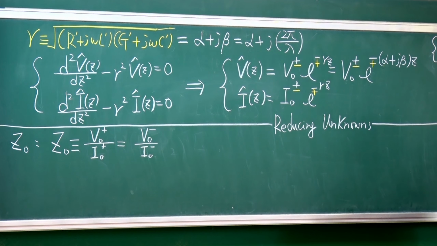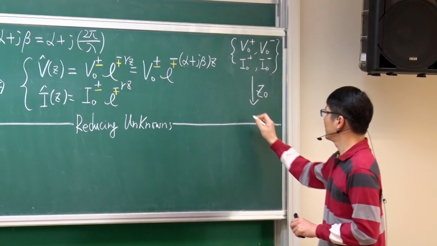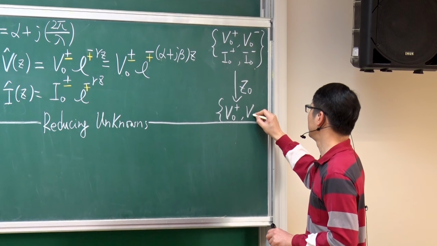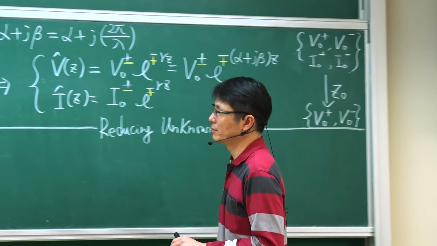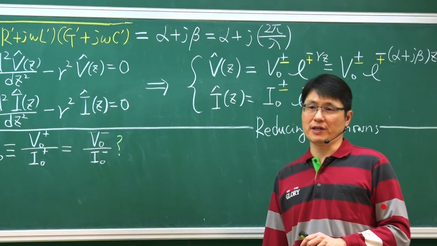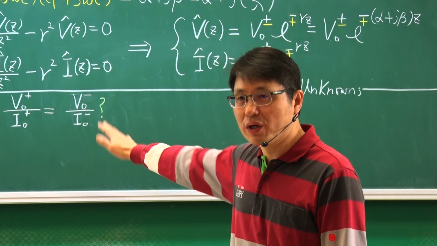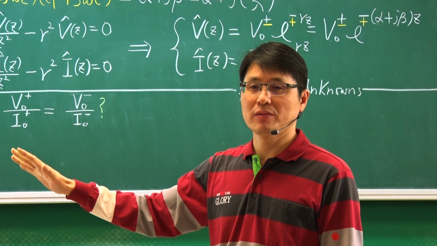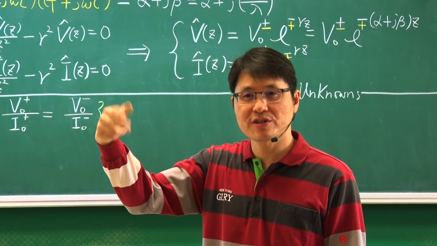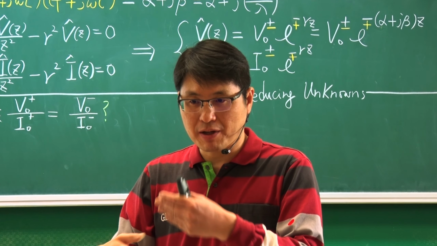So the thinking is, by introducing characteristic impedance, can I reduce the number of unknowns to only 2? Of course, this remains a big question mark. We don't know up to now. But if it works, immediately the number of unknowns is reduced from 4 to 2, which is more solvable. Okay, so do we agree up to now? Do you understand my physical flow?